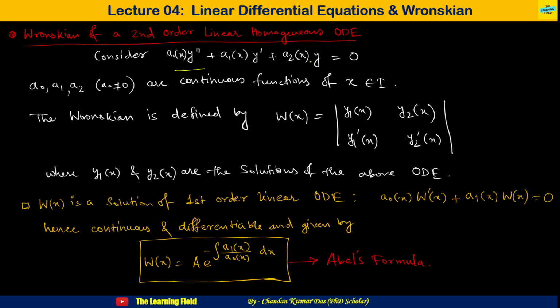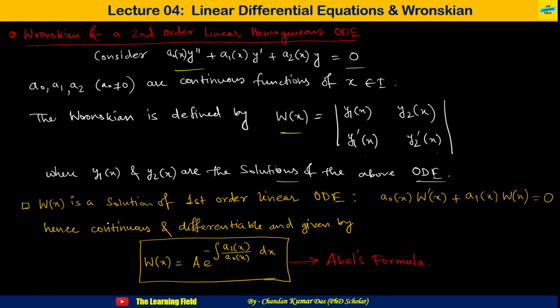So consider this differential equation. A1, A2 are continuous functions of x, where x belongs to this interval. Now the Wronskian is defined by W(x) equal to the determinant of y1, y2, y1 prime and y2 prime, where y1 and y2 are the solutions of the above ODE. Fine.